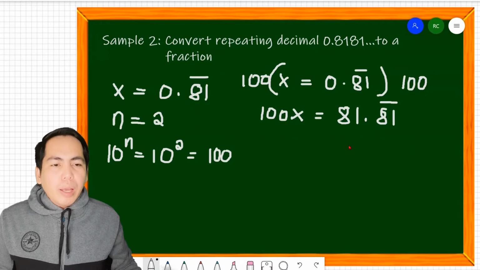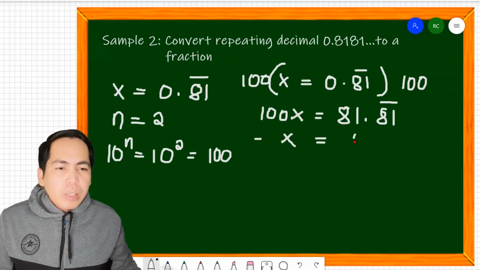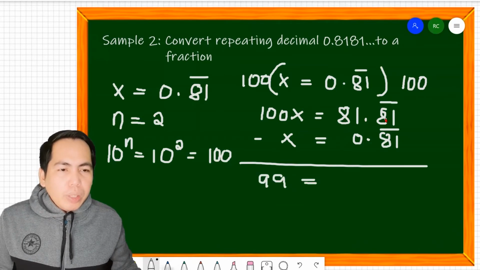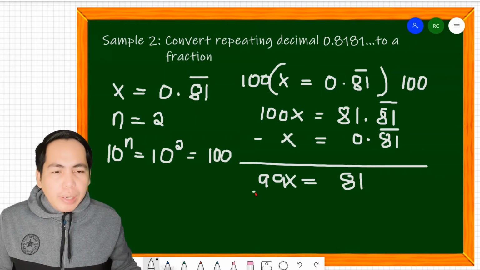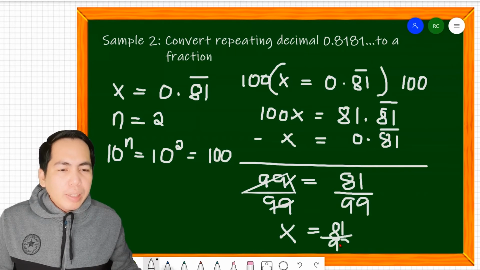81.81 and so on. Now, this second equation, we are going to subtract by the first equation, which is x is equal to 0.81 and so on. So we have here 100 minus 1, which will give us 99. So 81.81 and so on minus 0.81 will give us 81. So to cancel the 99, we have to divide both sides by 99. So x is equal to 81 over 99.